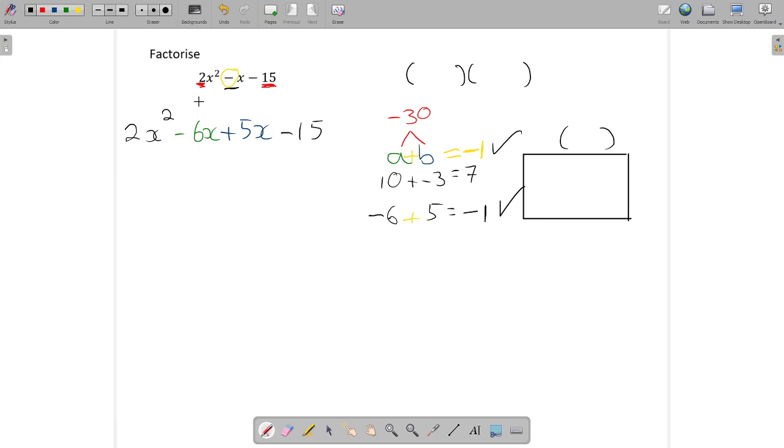Now, is this thing up here the exact same thing as what I wrote down here? Well, let's look. We've got 2x squared minus x minus 15. Here we have 2x squared minus 6x plus 5x. That makes minus x minus 15. So we've confirmed these two are the exact same as each other. So now that we know they're the same, we can actually start factorizing.